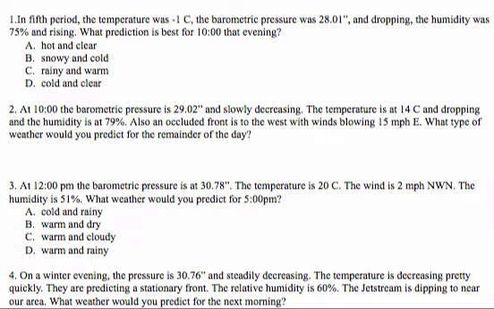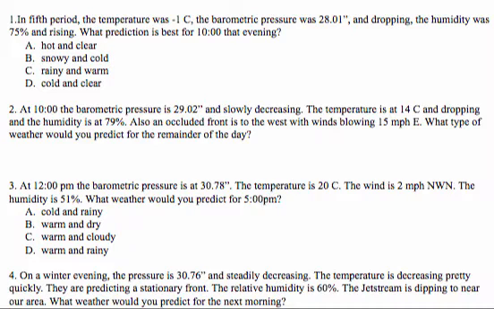And D, cold and clear. Well, it will be cold, but if I have rising humidity and dropping air pressure, it's definitely going to be cloudy with precipitation. So my best answer for this question is B. So I would say B, snowy and cold, is my best prediction for 10 o'clock that evening.